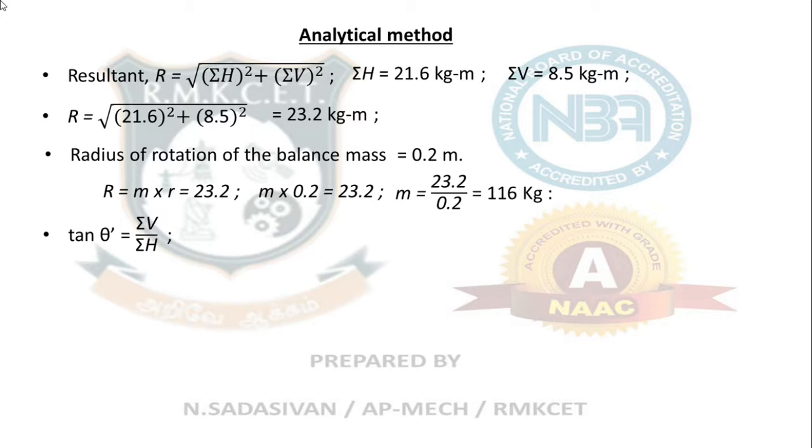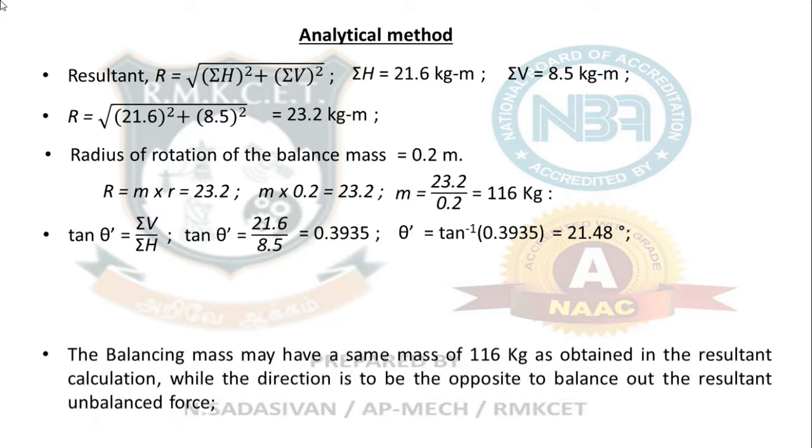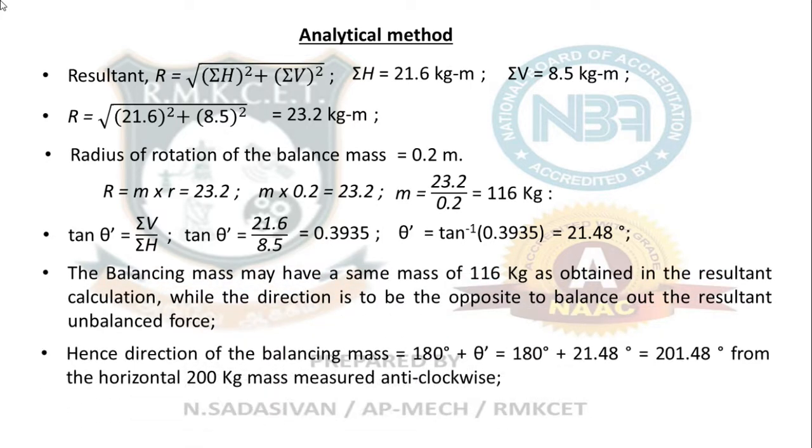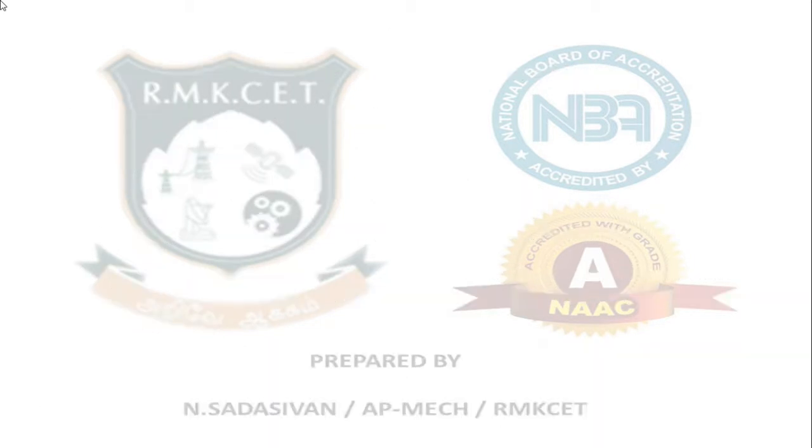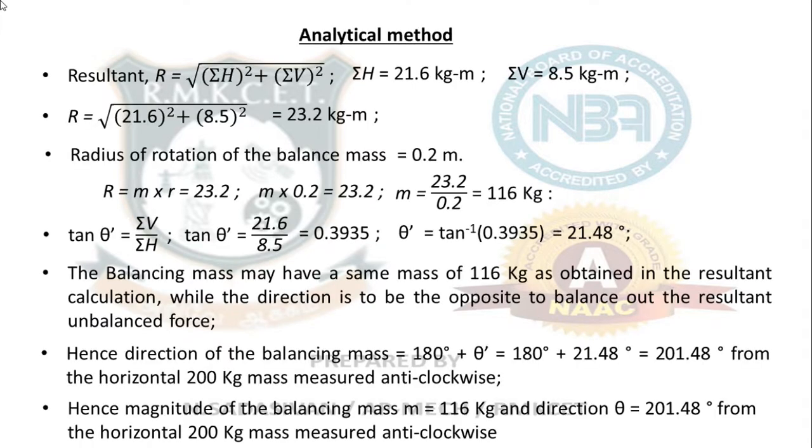So tan theta equals sigma V by sigma H. So tan inverse gives you 21.48 degree. Plus 180 degree is the balancing mass direction. 180 plus 21.48 is 201.48 degree. That is the end of your analytical method. Only one answer for this problem: balancing mass is 116 kilogram, direction is 201.48 degree theta. The same thing I am going to find out using the graphical method, using scale and pencil.